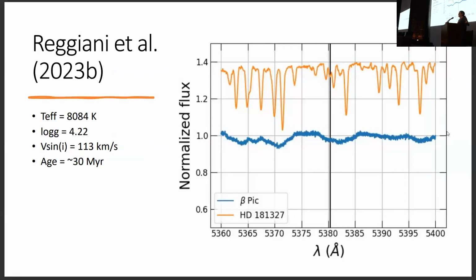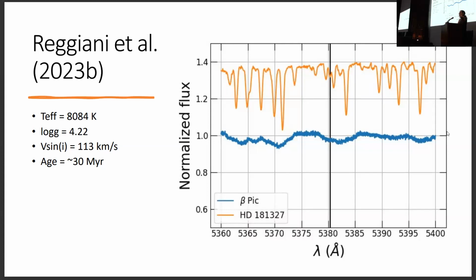But in some cases, like the case of Beta Pic, which is the planet I'm interested in talking about here, Beta Pic is this star over here in blue. So it has an effective temperature of 8,000 Kelvin, log g of 4.22, and very importantly to this discussion, a rotation of 113 kilometers per second.